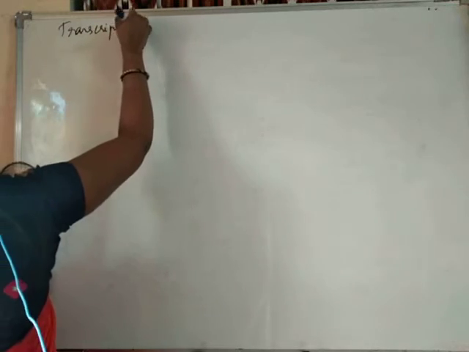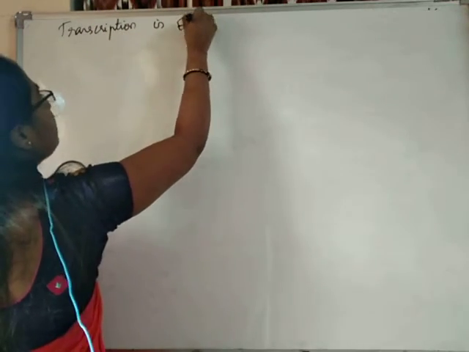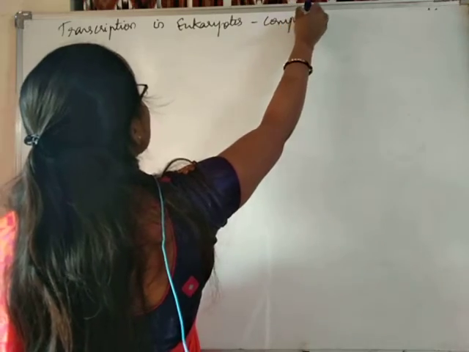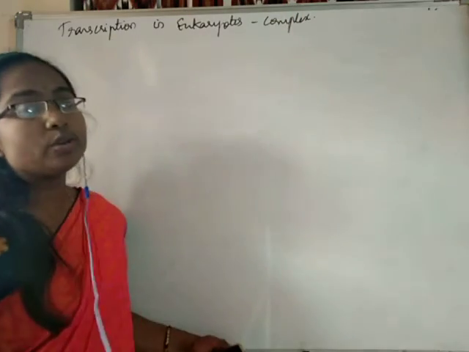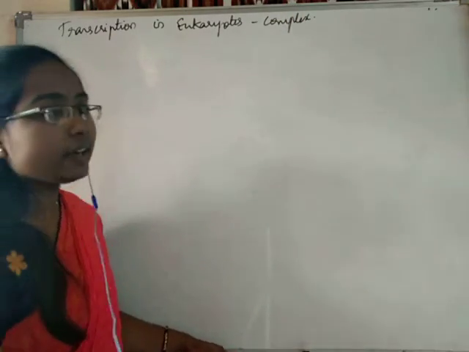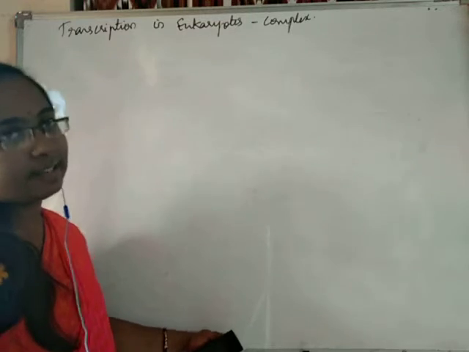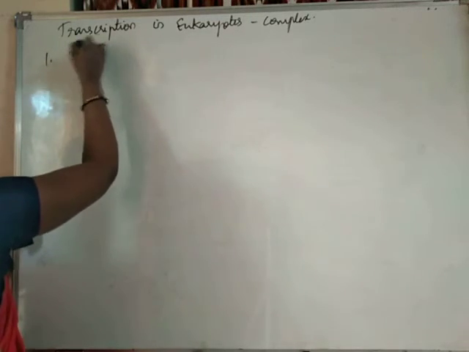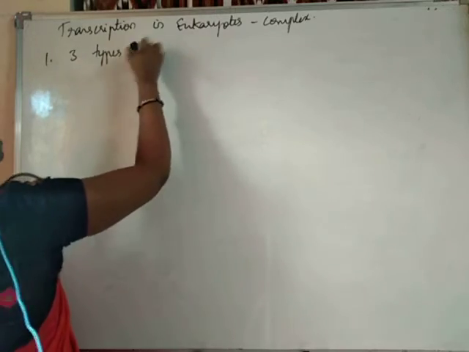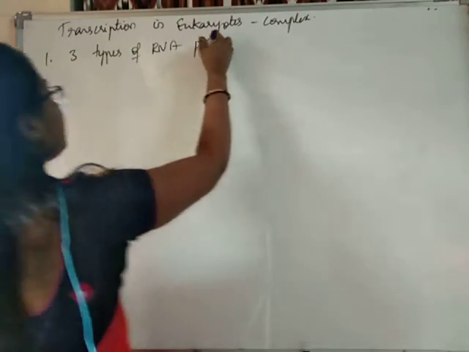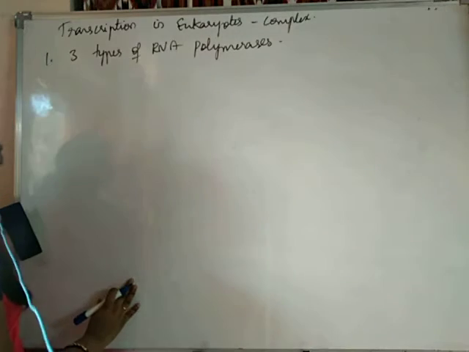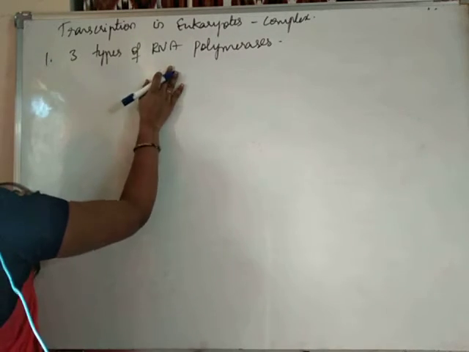When you come to transcription in eukaryotes, it is very complex when compared to prokaryotes. In what terms is it complex? Transcription in eukaryotes requires 3 different types of RNA polymerases. 3 types of RNA polymerases are involved.